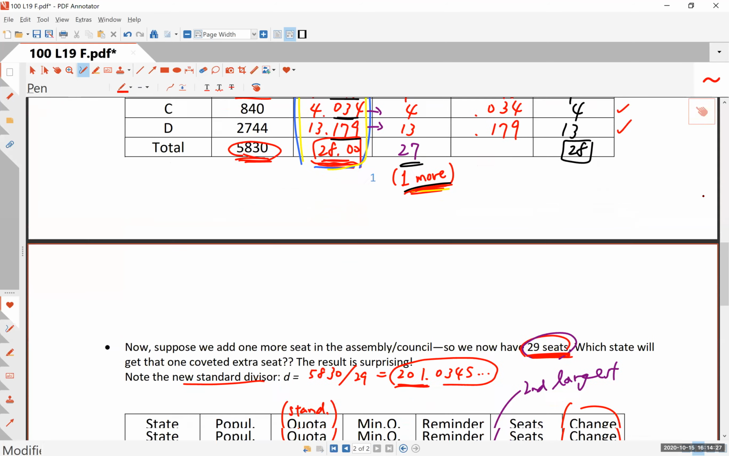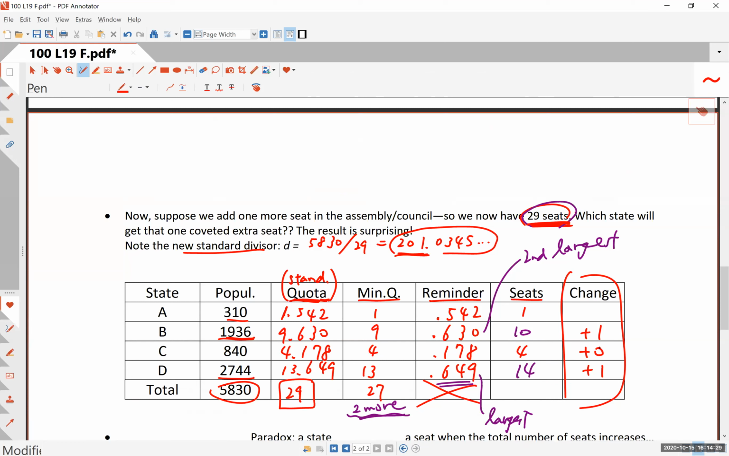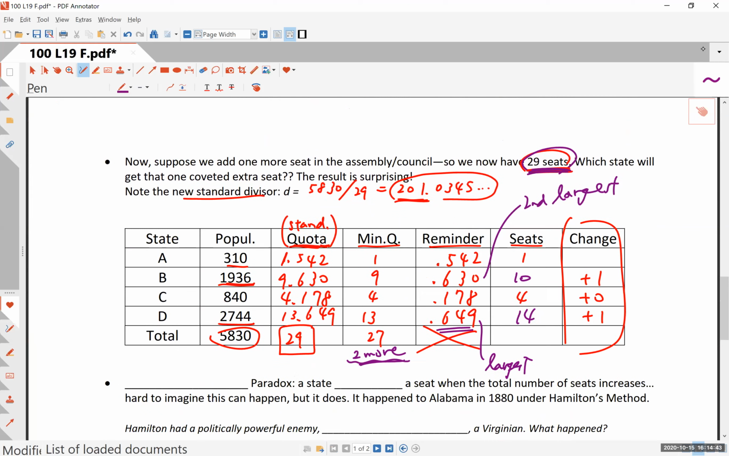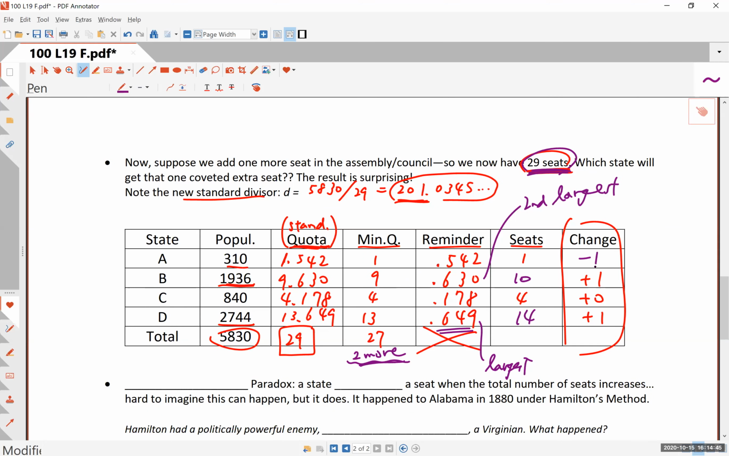State C had 4 seats. State C still has 4 seats, did not change. But guess what? State A, even though the total number of seats increased in Congress, actually went from 2 to 1. They lost a seat. Why? The numbers didn't change. These populations didn't change. They lost a seat precisely because the total number of seats increased. Does it sound paradoxical?